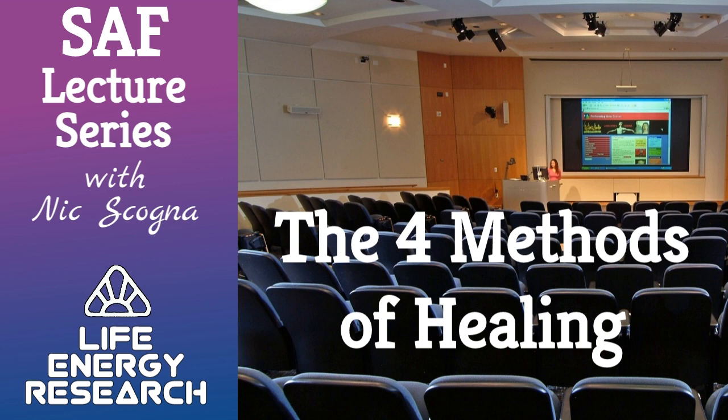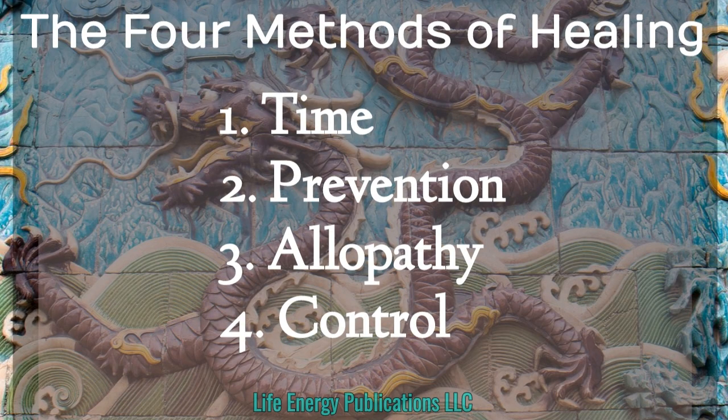Okay, so it looks like we are moving on to our next show. We're going to be doing the 4 methods of healing. So we will be looking at the 4 methods of healing in SAF. We have them broken down: time, automatic self-regeneration, prevention, allopathy, which is anti-disease, and the control method, like heals like.